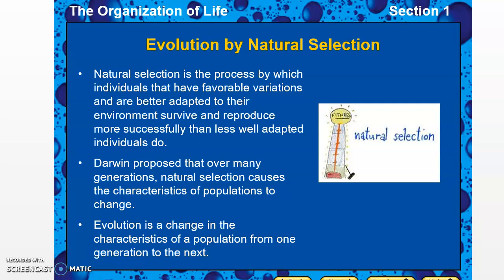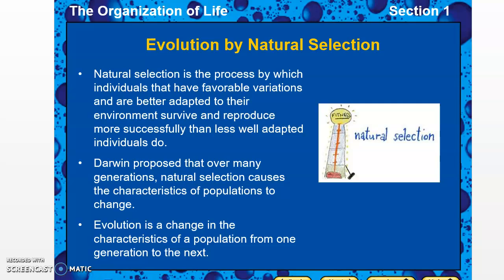Evolution by natural selection. So natural selection basically is a process, and it says that the individuals or the animals or the plants or whatever living organism we're talking about, if they have the best traits that are favorable for that environment, they're going to survive and they're going to reproduce and pass their DNA on to the next generation.